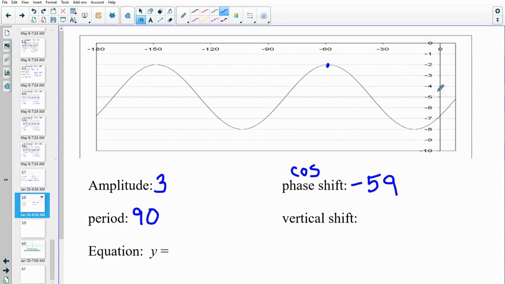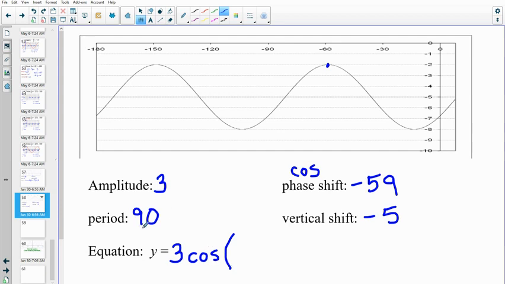And then my vertical shift, let's see, halfway between -2 and -8, we get -5. So the midline's at -5. The graph has been moved down by 5. I'll put -5 for the vertical shift. And then let's write the equation down. I have a positive cosine graph, so 3 times cosine of.